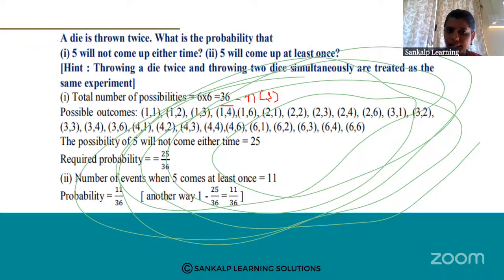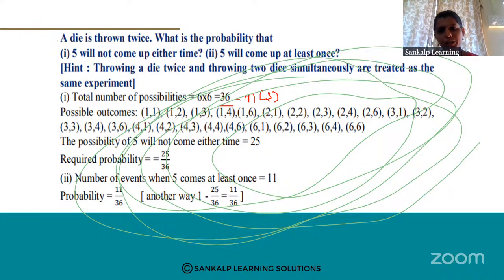See, here 5 will not come up either time. So 5 should not come up on either die. That means for 1, there are chances 1 1, 1 2, 1 3, 1 4 and 1 5 may come. But what have they said? 5 will not come up either time.